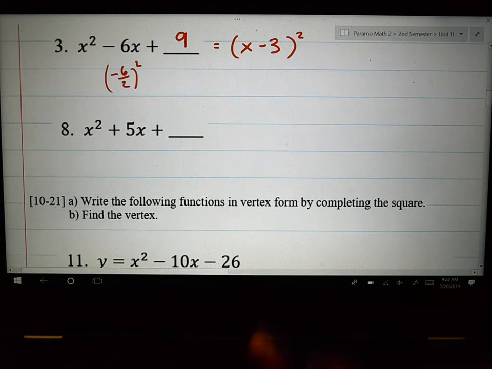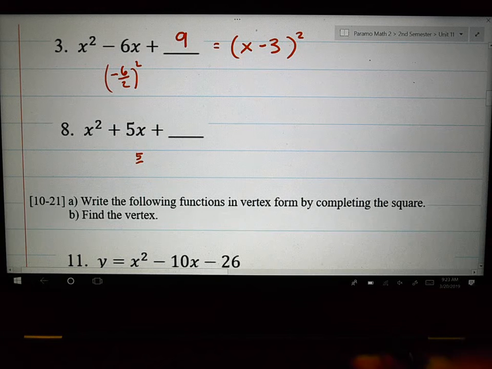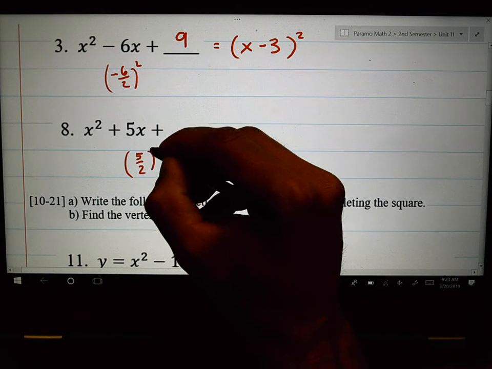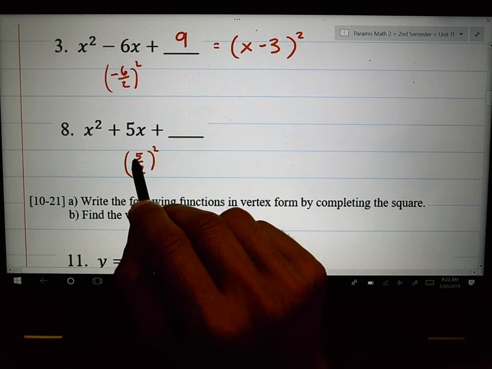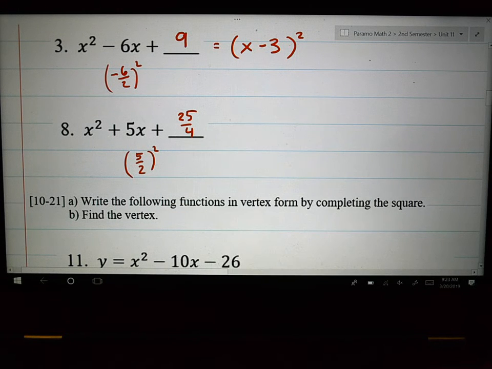What happens if it's an odd number? Well, that doesn't change anything. If we don't know what half of 5 is, or if 2 does not go into 5 evenly, leave it as a fraction. When you figure out what goes in the blank, you square the top, you square the bottom, and you just write that as what goes in the blank, 25 over 4. That is a perfectly good answer. Don't switch it to a decimal. Don't turn it into a mixed fraction. Just leave it 25 over 4.